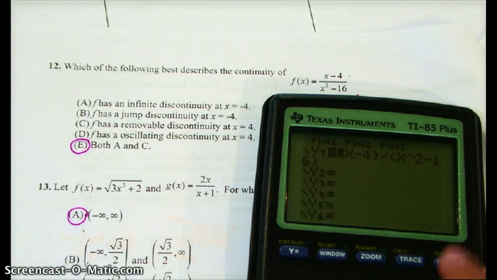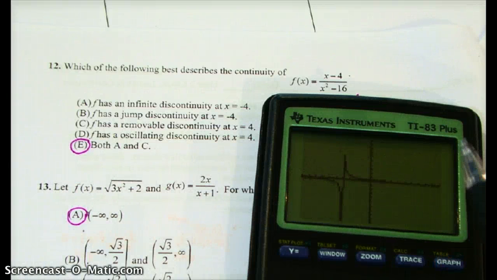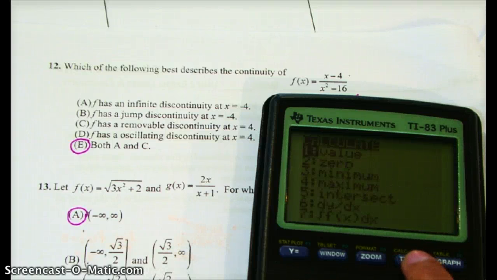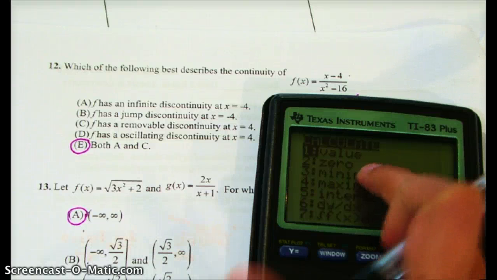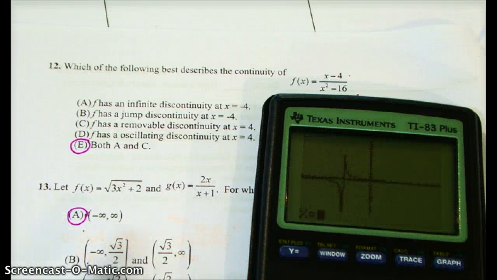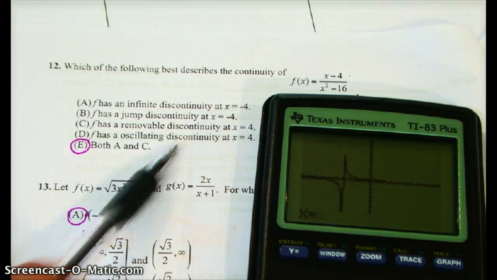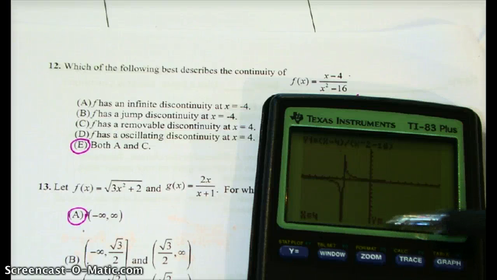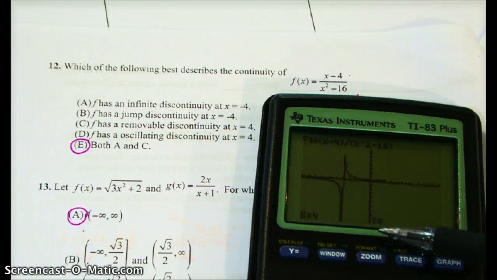In order to see the removable discontinuity, I would recommend second calc and then calculate the value, because you're checking what's the y value, and you're going to check positive 4, just from reading your answer choices. We're wondering what happens at 4. So when I type in x equals 4 and hit enter, what I notice is that there's no y value. That means there's a hole. That means there's nothing going on. You can see over here at 4, it looks like we're somewhere near 0, but the actual function doesn't have a y value at 4, which is why it's a removable discontinuity.